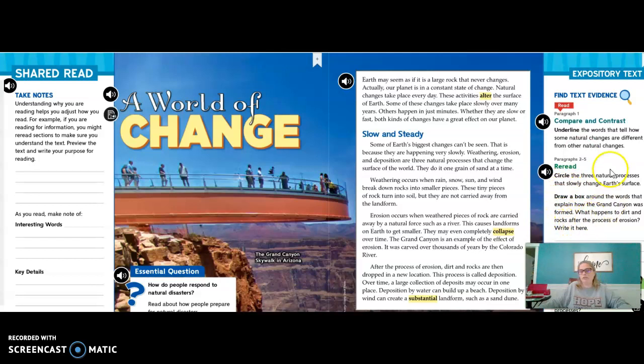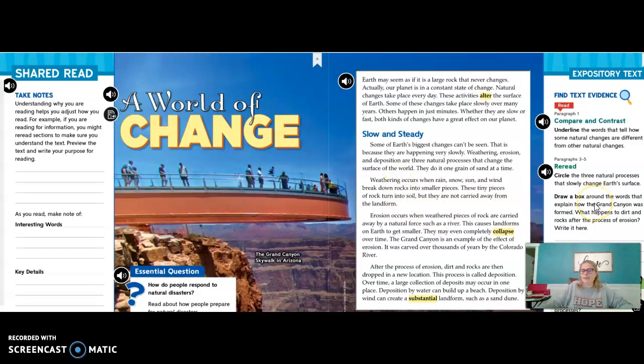The next thing you'll notice over here, it says reread paragraphs 2 through 5. Now you've already reread it, so we're not going to reread it for a third time right now. But we're going to talk about the 3 natural processes that slowly change the Earth's surface. And 3 of those things that happen, I notice, are weathering, erosion, and deposition. That changes the Earth's surface, but does it very slowly.